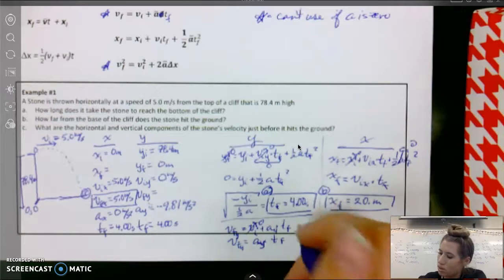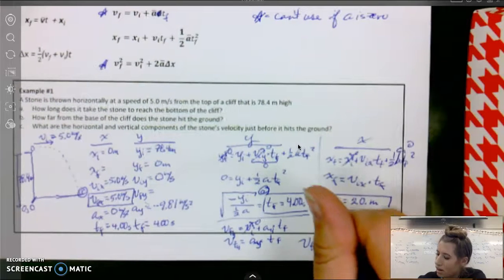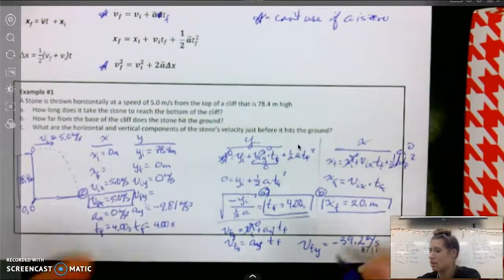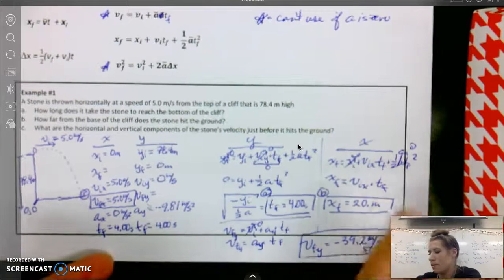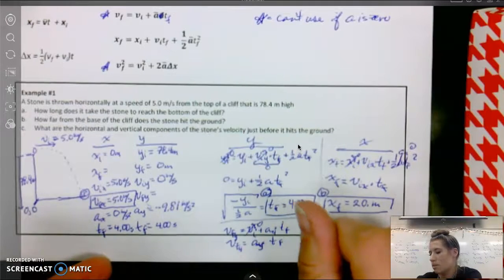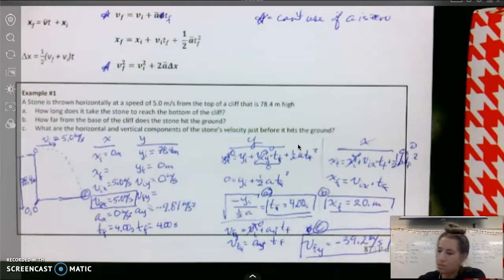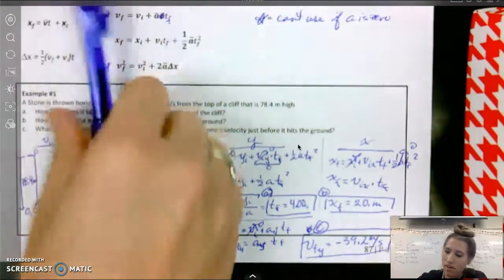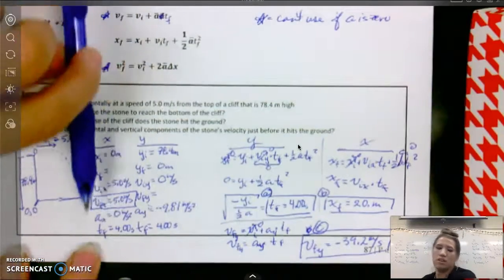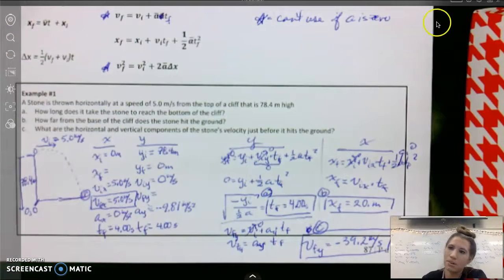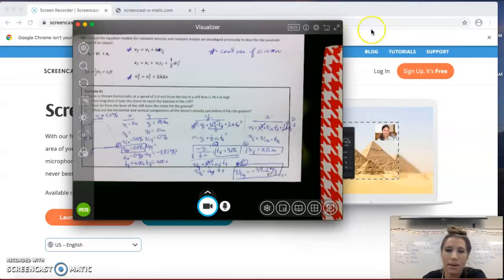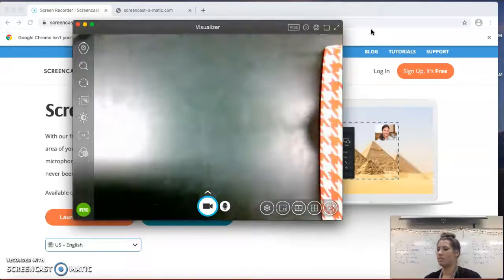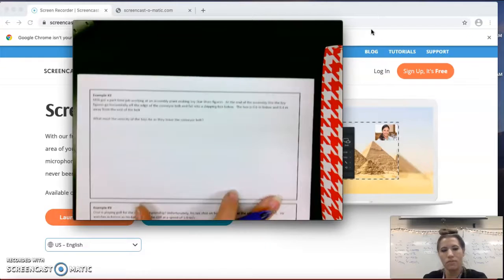I'm working with 3 sig figs here. Negative 39.2 meters per second. And that should make sense, the negative sign, I mean, because in the y direction, the velocity is going down when it hits the ground. Okay, so that was example number 1. Lots of great info there.